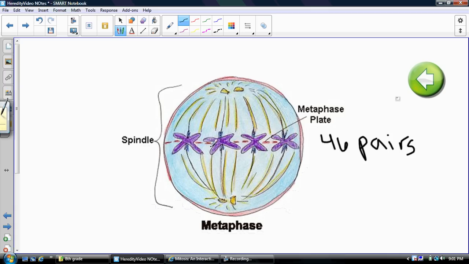They line up in the middle of a cell. Then you notice those spindle fibers I was talking about, they attach to the chromosomes. And they're going to do something with those chromosomes in the next phase. Really easy way to remember what happens in metaphase is think of metaphase, middle. So the chromosome pairs line up in the middle, that's metaphase.